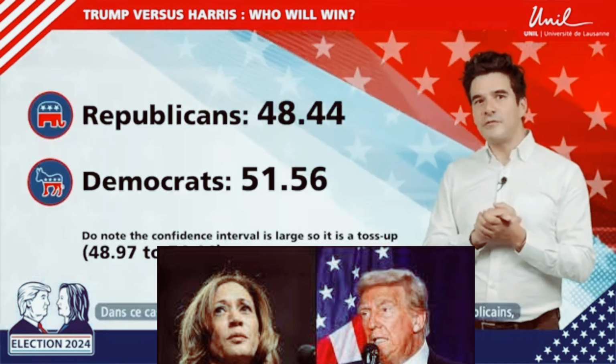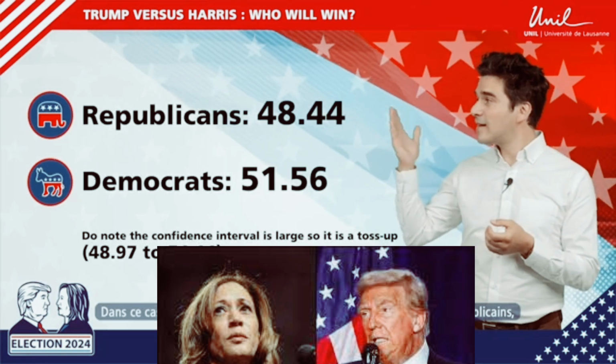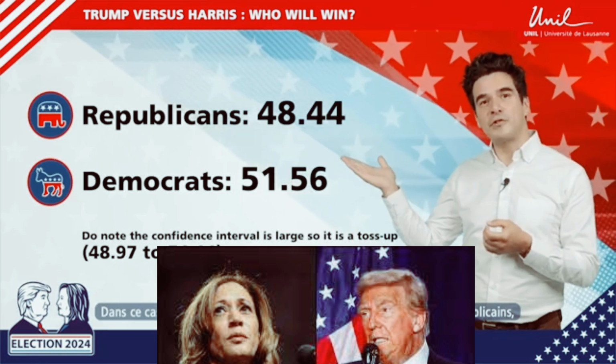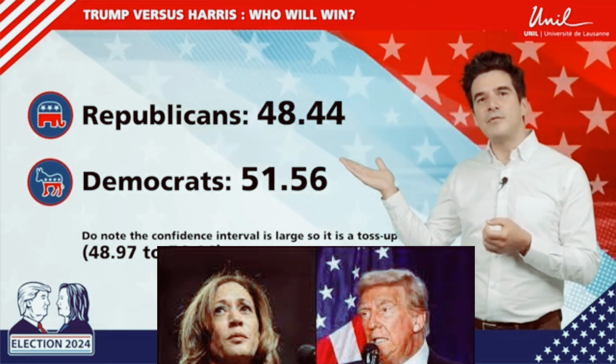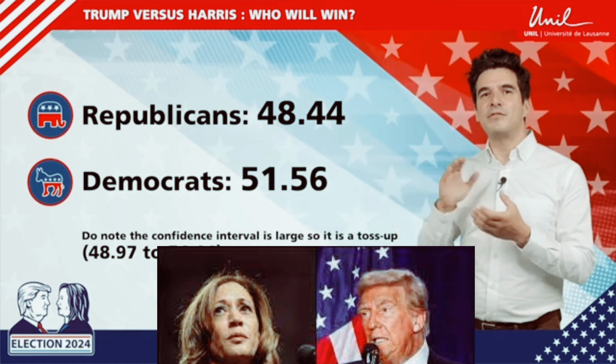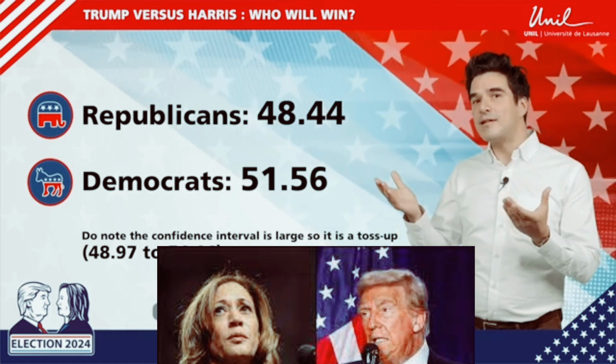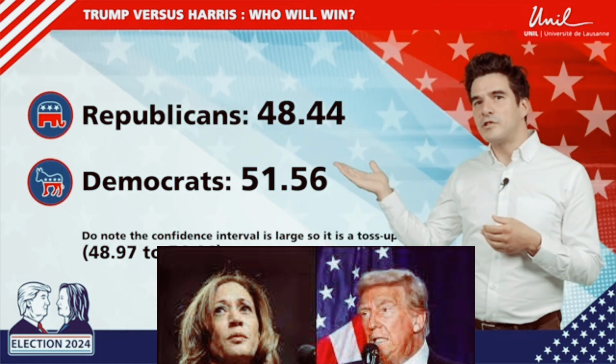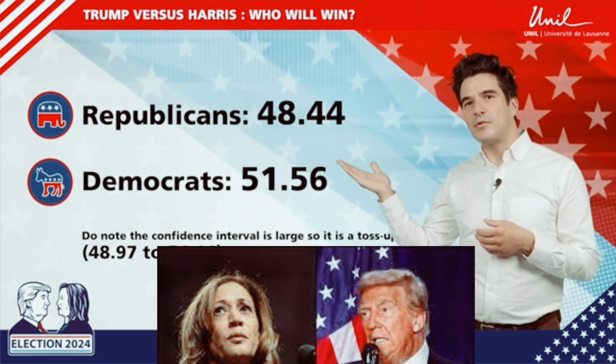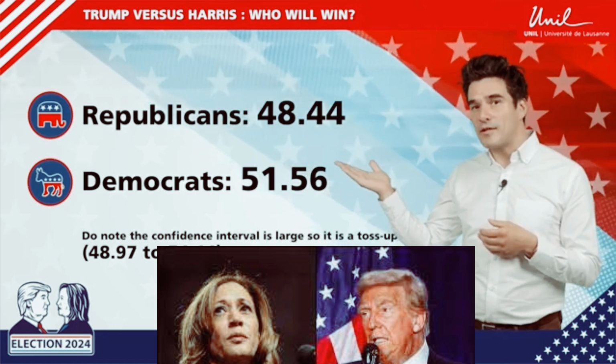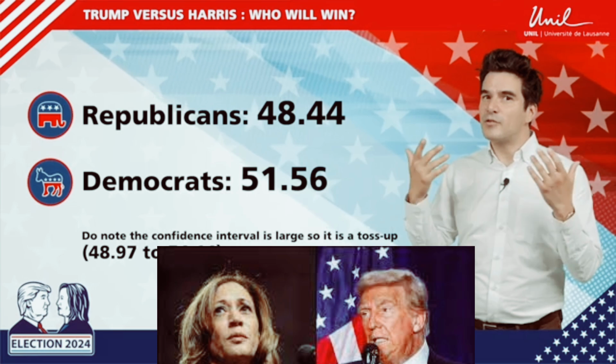Well, in this case, Fair's model would predict a 48.44% vote share for Republicans and a 51.56% vote share for Democrats. However, taking into account the confidence interval, which runs from 48.97% to 54.14% for Democrats, again, we have a toss-up.